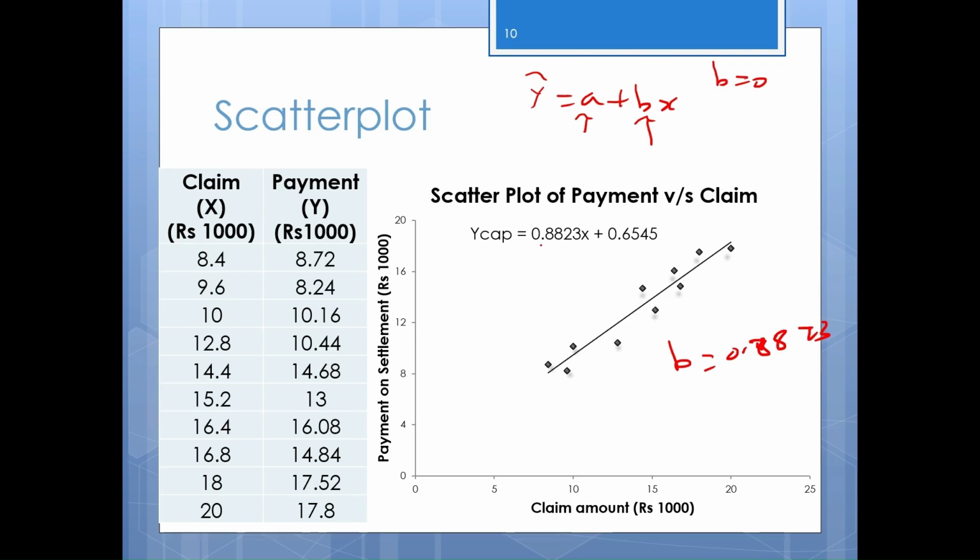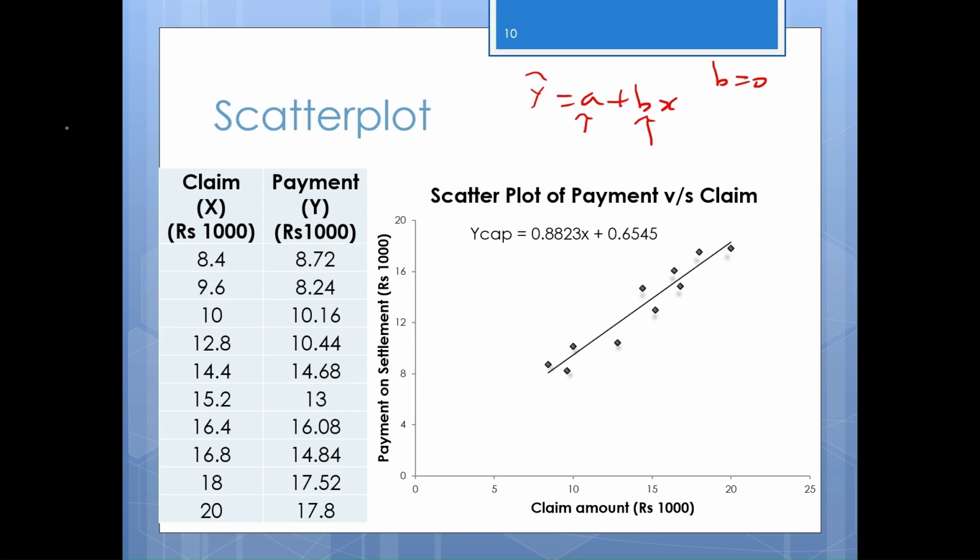You see that b is equal to 0.8823, which is a positive value. It is not equal to 0 in the sample. So that's good. In other words, we are stating that when claim amount is increasing, payment on settlement is increasing as well. But what matters, as I just explained earlier, is not that simple; it matters as much as what the situation is in the population.